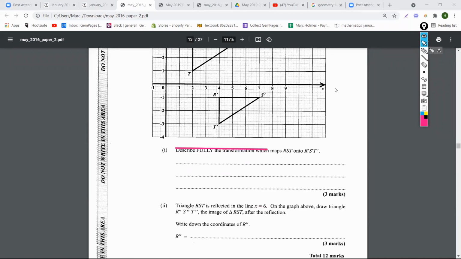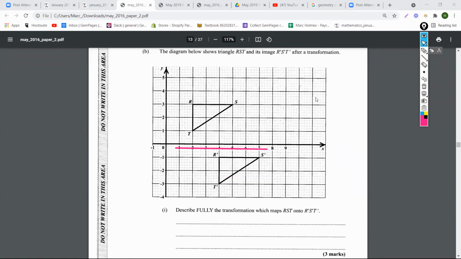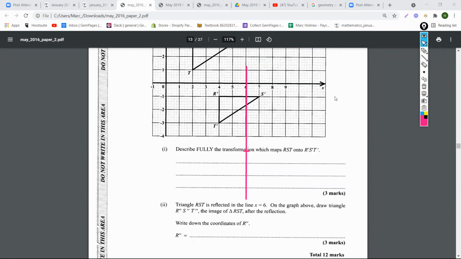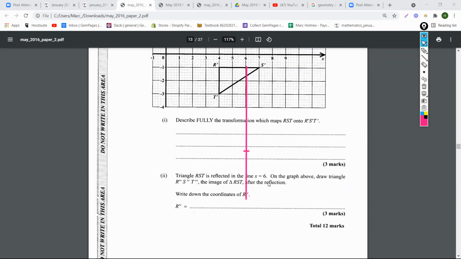So first of all, where would x be equal to 6, guys? X would be equal to 6 where x is equal to 6, which would be here. X is equal to 6 at that point. So I'm going to draw a line like this, right through x is equal to 6. And it says here, it's reflected in the line x is equal to 6 on the graph above. Draw a triangle R prime, S prime, and T prime, which is the image of RST after the reflection.